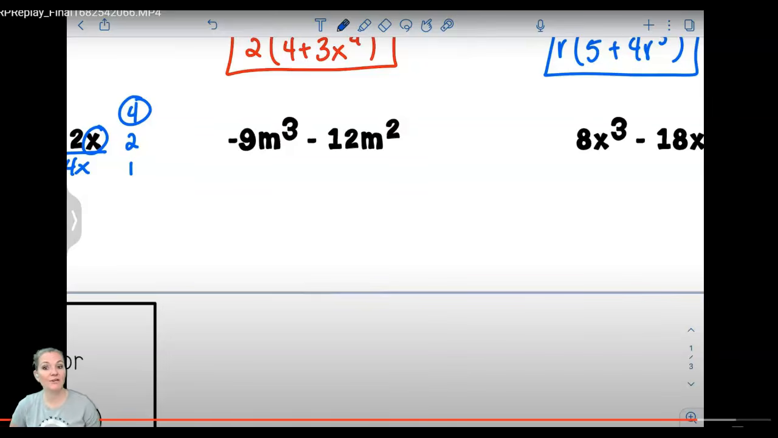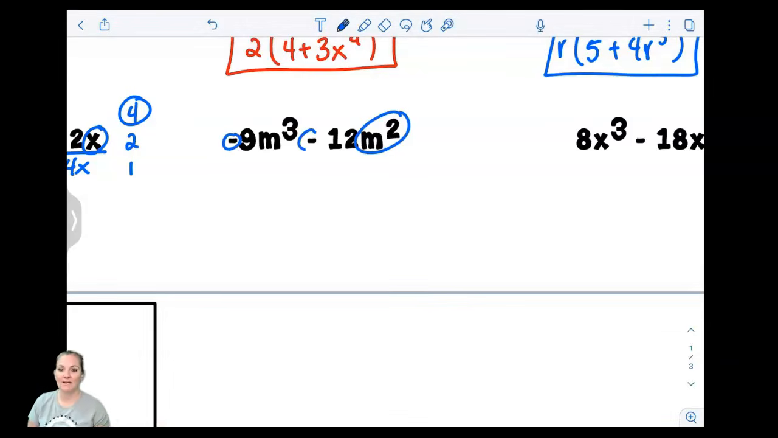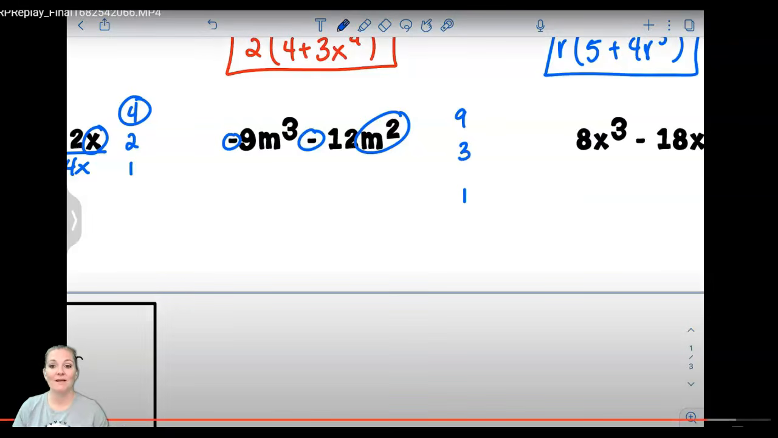This one's a little on the tricky side because it's the first time that my smallest exponent is not 1. The other thing I notice about this is they both have negatives. So we're also going to take out a negative. You can only do that if all things have negatives, and all things here have negatives. So my smallest exponent is 2. Again, I've got a negative, and my smallest number is 9. So the factors of 9 are 9, 3, and 1. 9 will not go into 12, but 3 will. So I'm going to divide all terms by negative 3m squared.